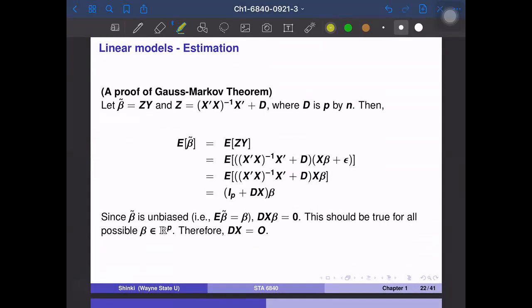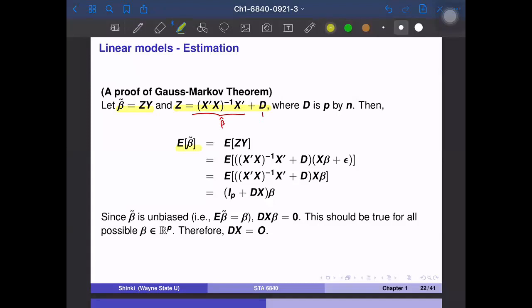So suppose that beta tilde is equal to Zy, since beta tilde is a linear unbiased estimator. So Z can be written this way: X transpose X inverse X transpose plus D. The first part is for beta hat, and the second part is the difference between beta hat and beta tilde. So that's why we say D. So D is here a p by n matrix.